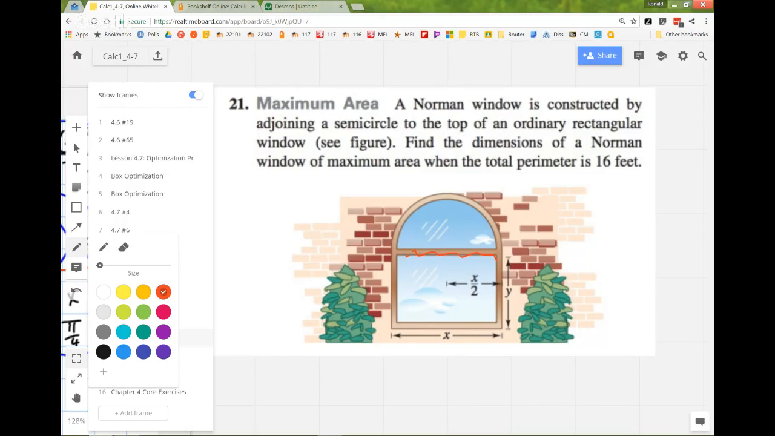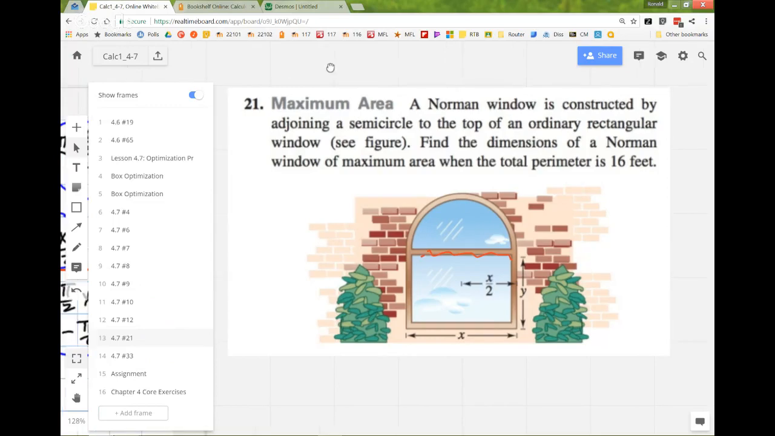So the idea here is a Norman window is constructed by adjoining a semicircle on top of an ordinary rectangular window. See figure. Find the dimensions of a Norman window of maximum area if the perimeter has to be 16 feet. So the perimeter of this window has to be 16 feet. All right, so that's how we're going to start. And then once we've got that perimeter nailed down, then we're going to work on getting the area maximized. All right, so we've got a two-part problem again. So here we go.